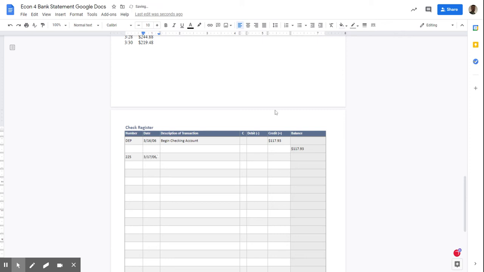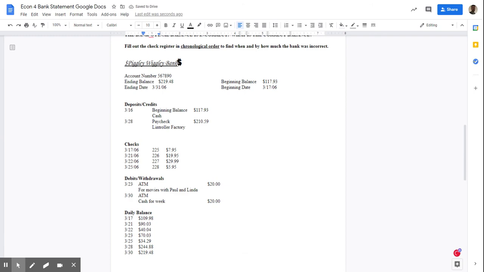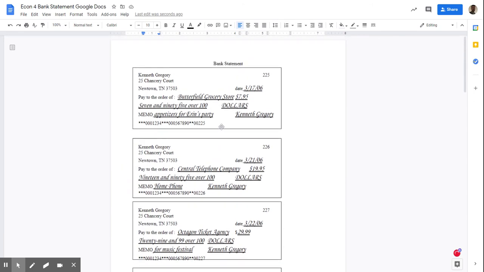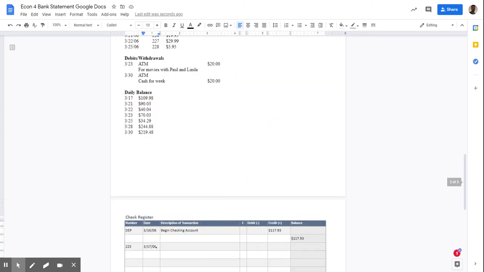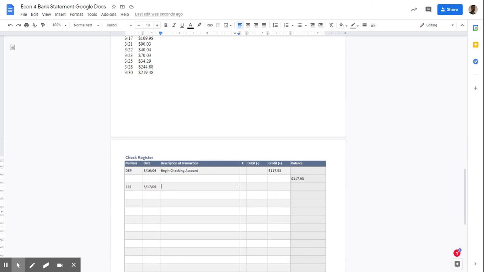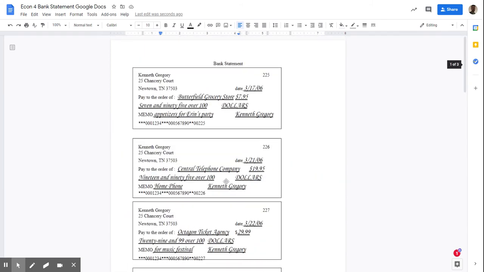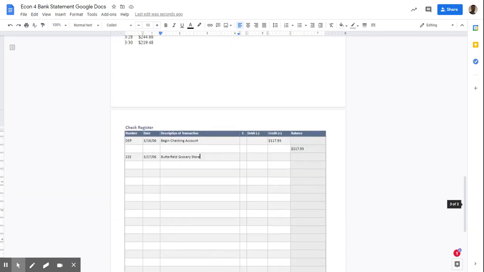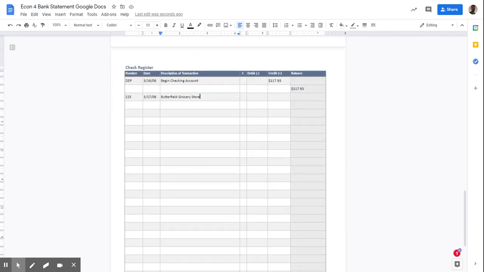And he is going to make out check number 225, right up here, to the Butterfield grocery store. He's going to make the check out to our Butterfield department store. Oops, it is a grocery store. And that's the thing you might forget. Well, maybe it's the Butterfield grocery store. Well, here's a copy of the check. It is the grocery store. It's not a department store. So that's why you have these different places to check for information.